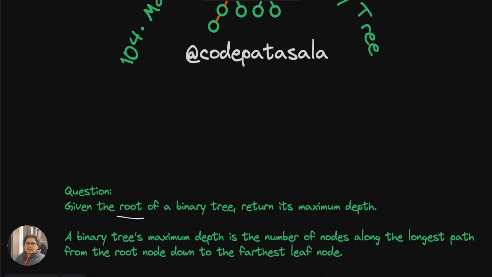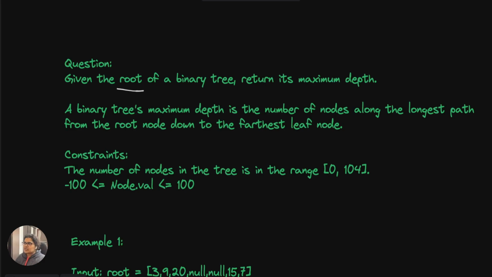Let's look at the problem statement. The problem statement says we are given the root of a binary tree and we have to return its maximum depth. Okay, maximum depth, meaning how is maximum depth defined? Maximum depth is the number of nodes along the longest path from the root node down to the farthest leaf node. So the number of nodes from the root node to the farthest leaf node is called the maximum depth. Maximum depth is nothing but the height of the tree as well.